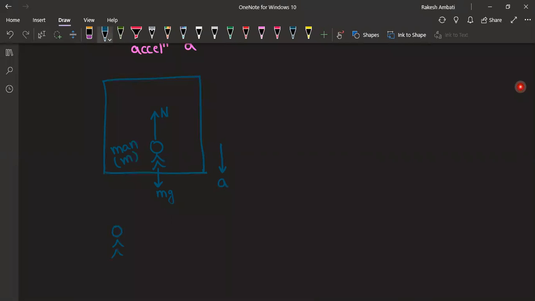In this case, the observer is standing on the ground, and we know the ground is the inertial frame of reference. Now with respect to the inertial frame of reference, we are finding the resultant force acting on the man, and the man is moving downwards. So the resultant force acting on the man is mg minus N, and resultant force means mass times acceleration, equal to mg minus N.